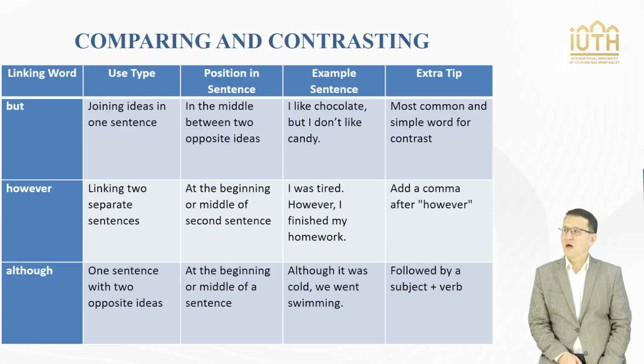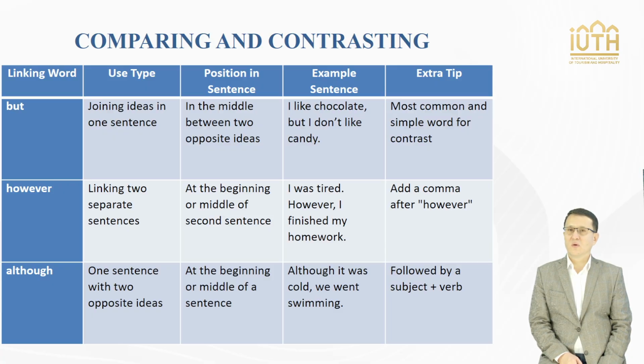The second one, however, is used to show contrast between two sentences. Position: usually at the beginning or middle of the sentence. Add a comma after it. Examples: I wanted to play. However, it started to rain. It was hot. We, however, stayed outside. The tip that you have to keep in your mind: however is a more formal way to say but.